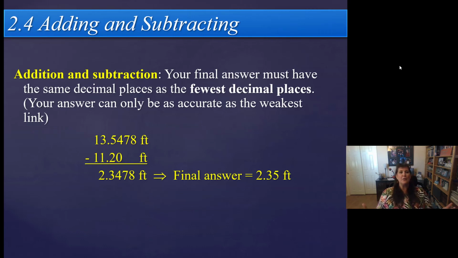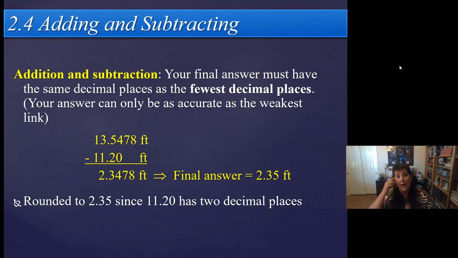I know, I just ruined adding and subtracting for you. So again, for measurements, go with the fewest decimal places. Again, it was rounded to 2.35. Since in the problem, 11.20 only has 2 decimal places, it's the fewest. We focus on decimal places when we add and subtract. Decimal places, not sig figs. It's actually decimal places.